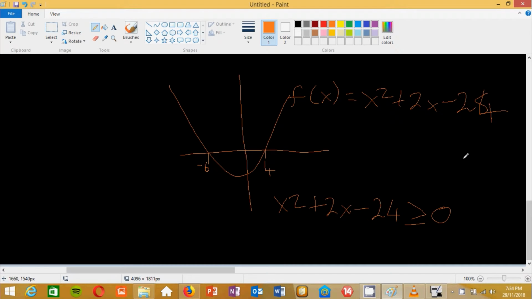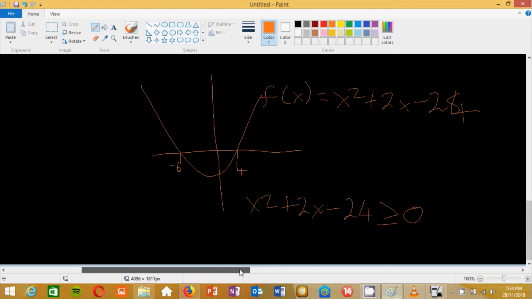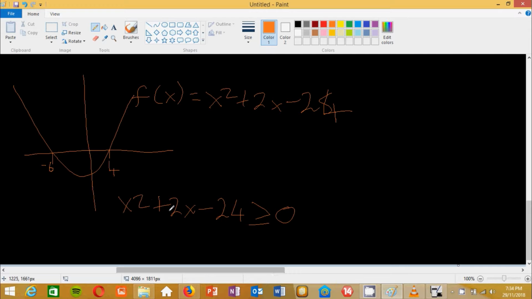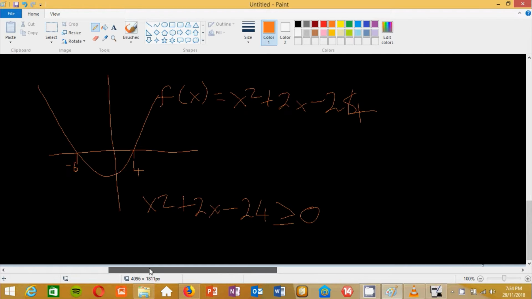Welcome to the last part of the first example on quadratic inequalities. In the previous video, we were trying to solve this inequality right here, which is x squared plus 2x minus 24 is greater than or equal to 0. And then we said that this expression here, x squared plus 2x minus 24, is simply a parabola. It's a quadratic function. It's a quadratic graph.